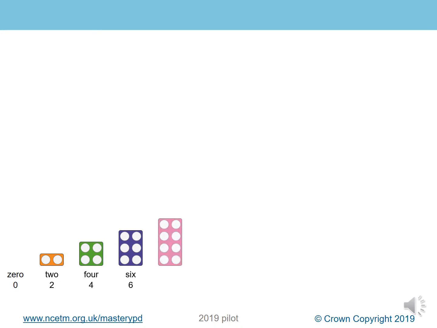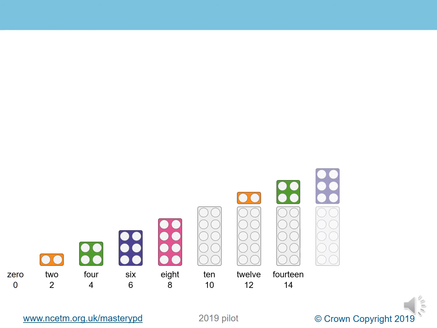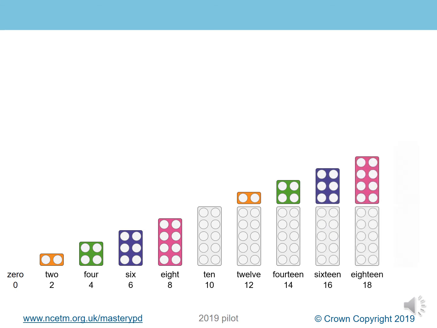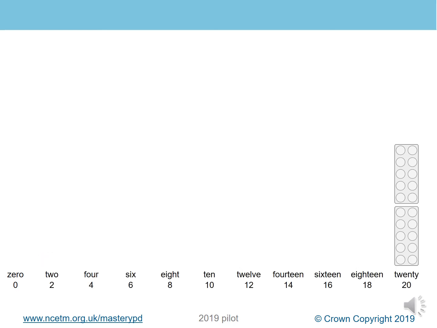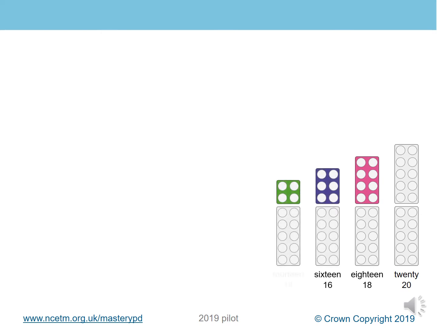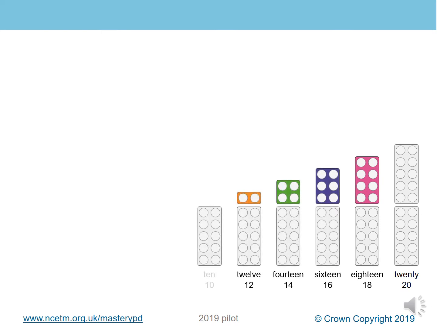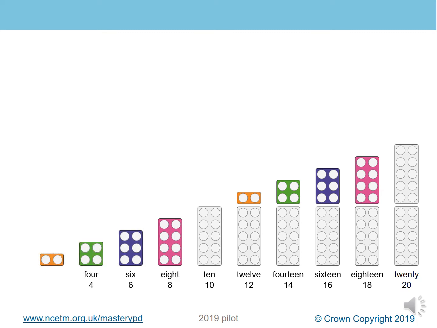So we're going to start with 0, 2, 4, 6, 8, 10, 12, 14, 16, 18, 20. Okay, let's see if we can do that backwards this time. Are we ready? 20, 18, 16, 14, 12, 10, 8, 6, 4, 2, 0. Hope you got on okay with that and you've been practicing.